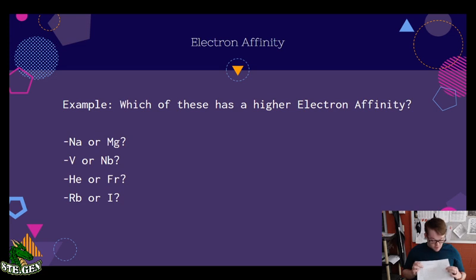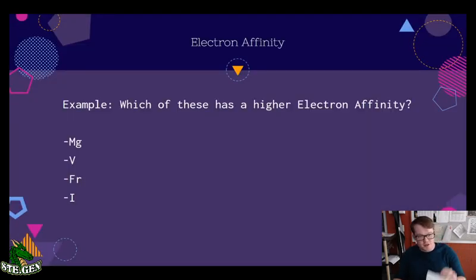And then Rb or I. I is right here. Rb is over here on the opposite side. I will definitely release more energy. It is much closer to fluorine than rubidium is, so iodine will have a higher electron affinity. So there we go: Mg, V, Fr, and I.